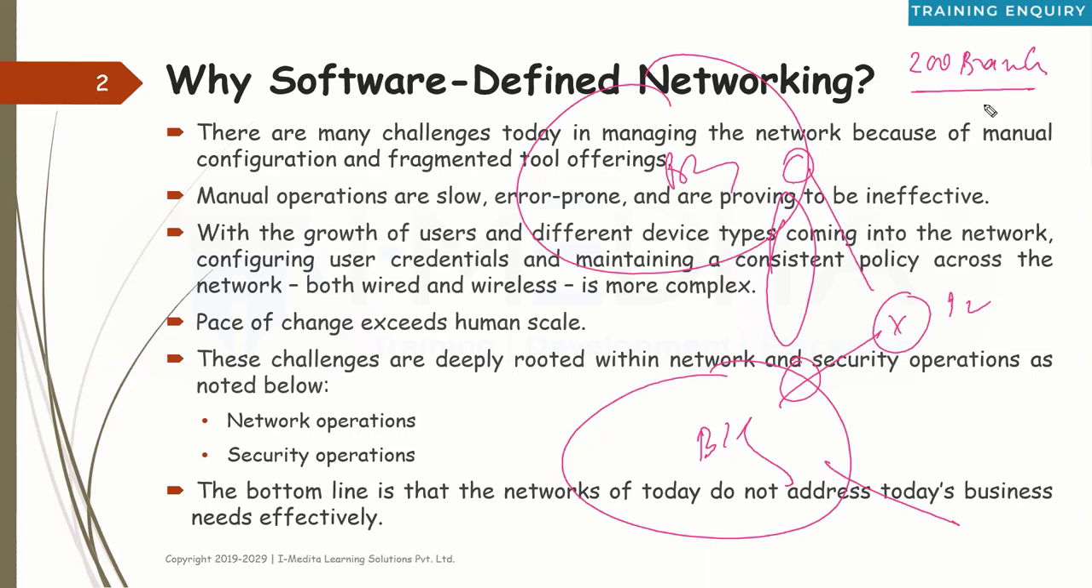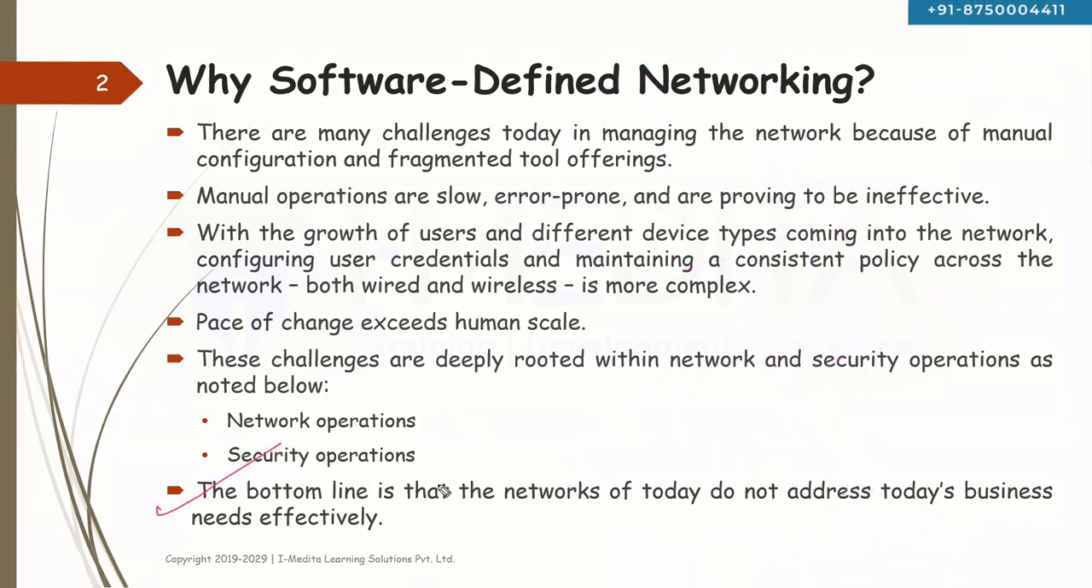When you go through chapter number one of your official certification guide, these problems are described in a much better way. I have just listed a few problems that you can face in a modern day growing network, in a modern day wide area network, campus area network, local area network. So the bottom line is that networks of today do not address today's business needs effectively. Our modern day network is good, but it can be better.